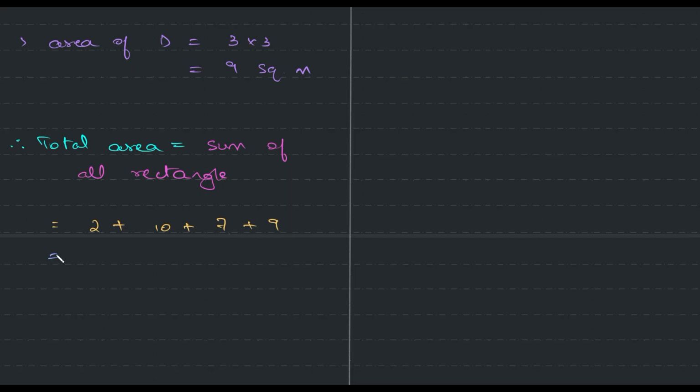So we need to add this. That addition, I'll leave it to you guys. Okay, 18 and 28 square meters. Yeah, you can add it in the way you want. What I did was I added 7 and 2, that is 9. 9 plus 9 is 18. 18 plus 10 is 28. Much easier to do that.